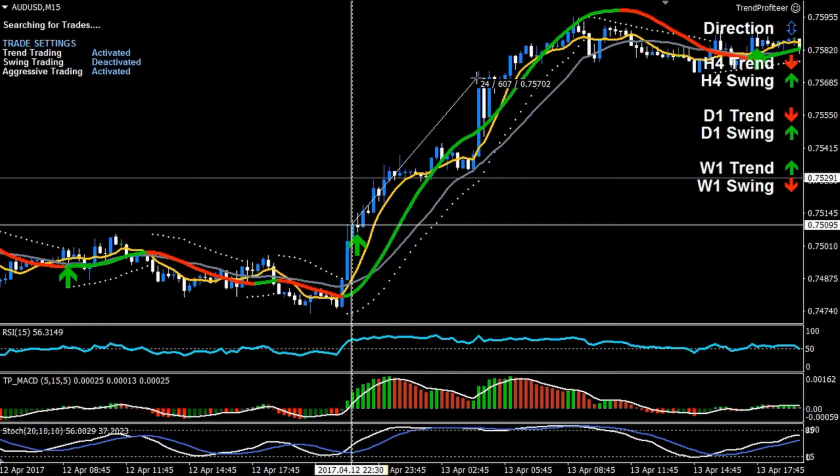60 pips just here. That gives us a 2-to-1 reward to risk ratio, and 85 pips, just a tiny bit short of a 3-to-1 ratio, but still a very good trade with well over 2.5 times reward to the risk. So that concludes the example for a trend trade aggressive buy on the 15-minute time frame.